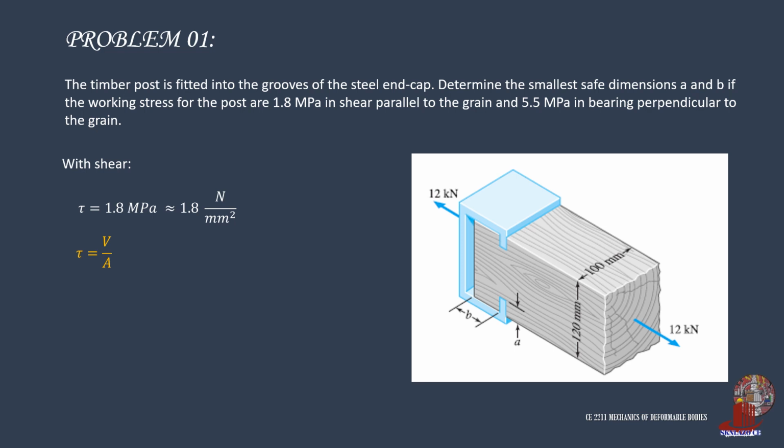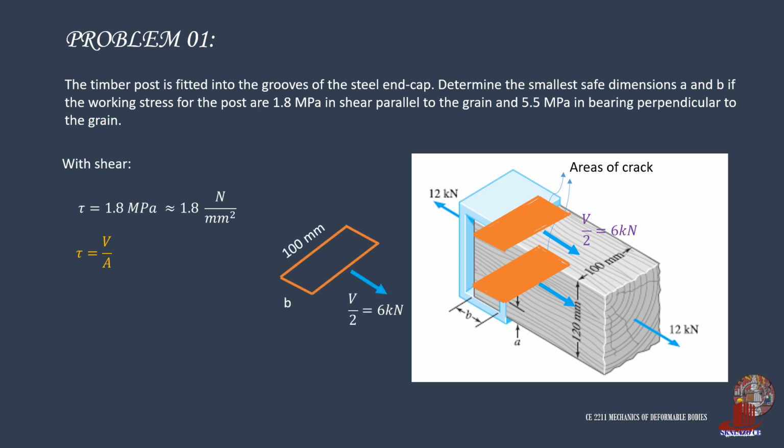Shear stress is just the shear force V all over the area of the crack. Since there are top and bottom grooves of the steel end cap, consider two crack areas. These two areas are caused by the force which is distributed evenly. So each force is then 12 divided by 2, making V as 6 kilonewtons.